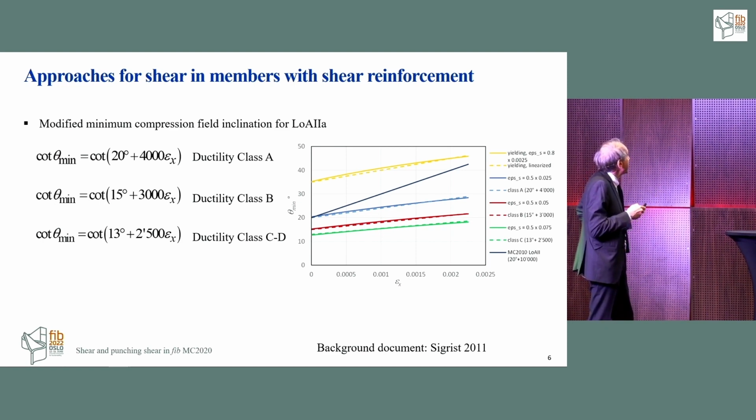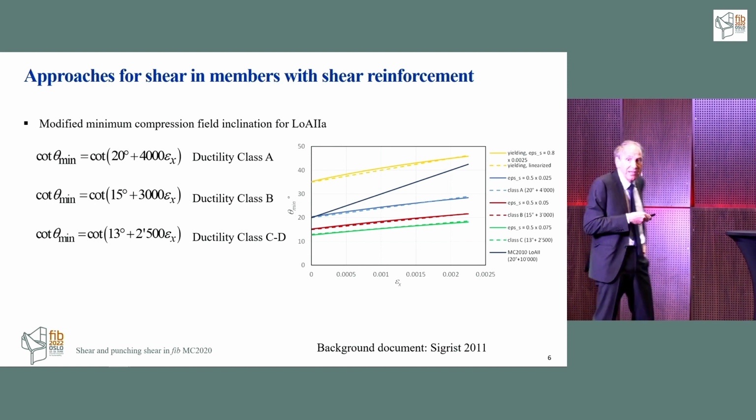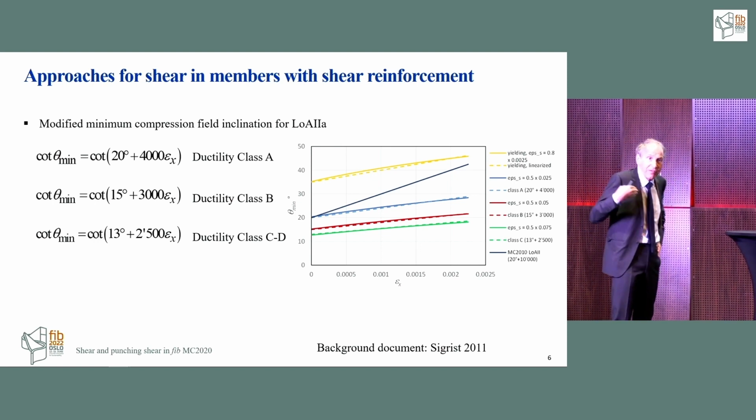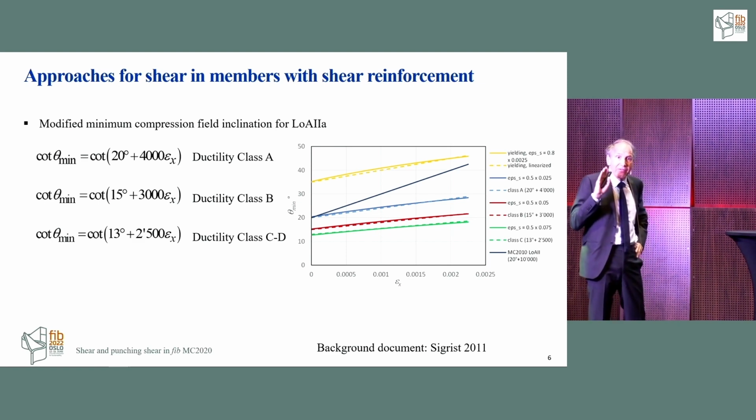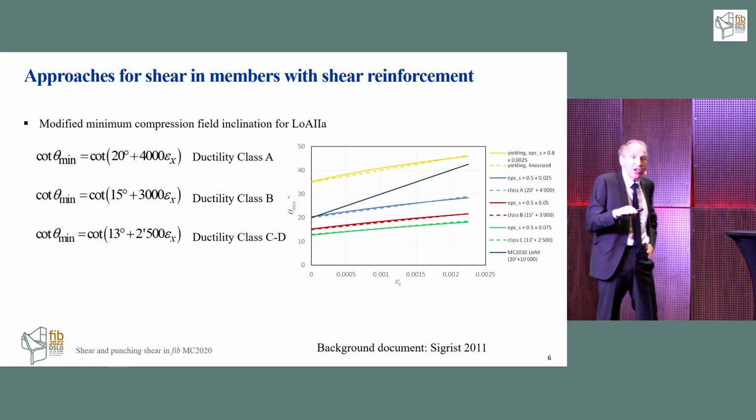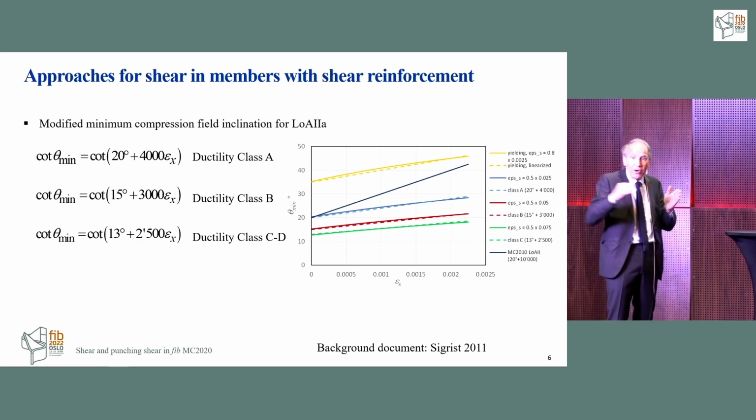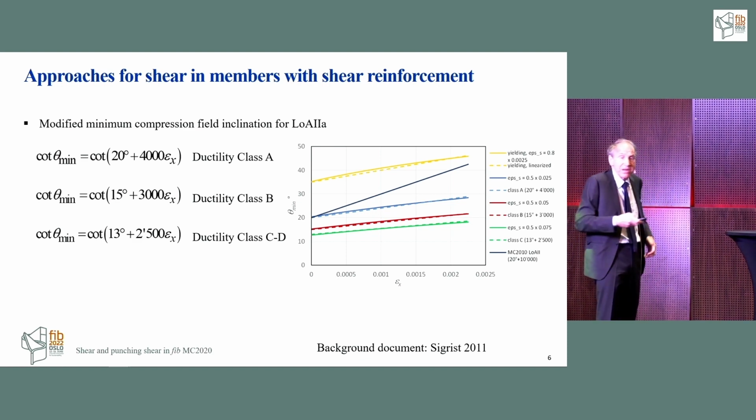So we can get significant differences between ductility class A and ductility class C or D reinforcement. If it is more ductile, we can have larger redistributions, which means that we can activate more stirrups, in fact. And this is very beneficial.